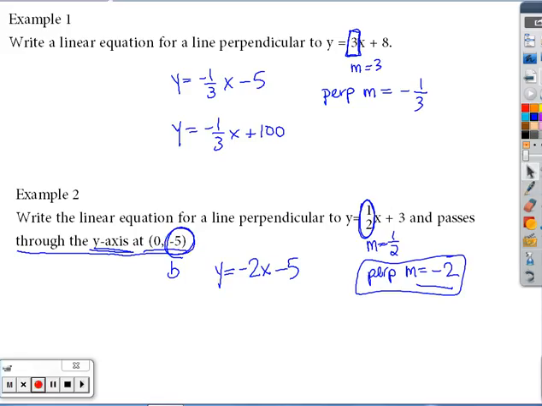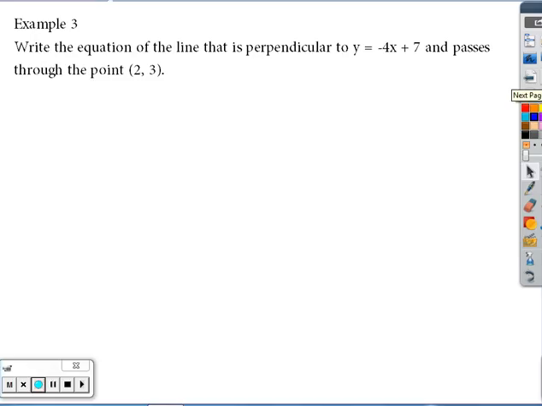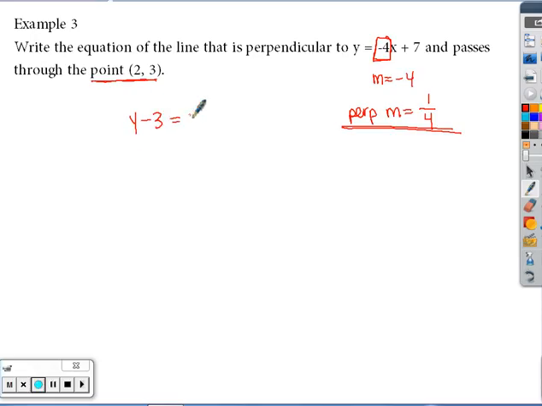Let's try another example. Write the equation of the line perpendicular to y equals -4x plus 7 that passes through the point (2, 3). Again, I'm going to extract the slope. That's the only piece that I need. So the m is -4. The perpendicular m is going to be +1/4. I have a point, and I have a slope. So I'm going to use point slope. y minus 3 equals 1/4 (x minus 2).